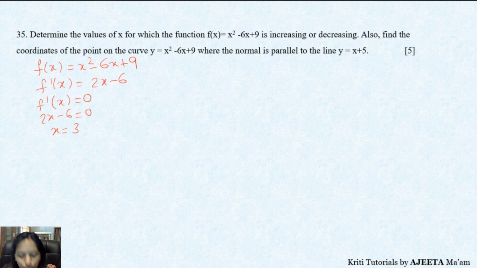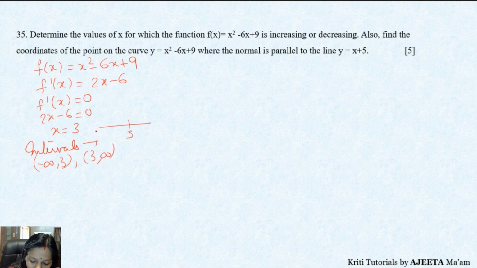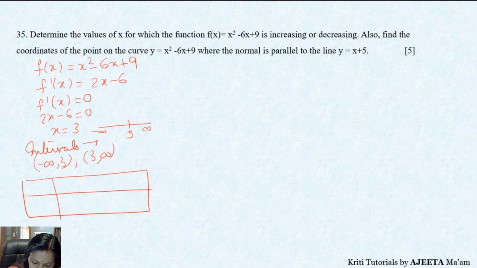Right. So we have two intervals now. So intervals are minus infinity to 3 and 3 to infinity. So there are two intervals, just one point on the real number line, that is 3. Okay, now let's check from which interval is it increasing and the one which is decreasing. Okay, now let's move on to this. Let's make a small table. Intervals, sign of f dash x, and result, whether it's increasing or decreasing.